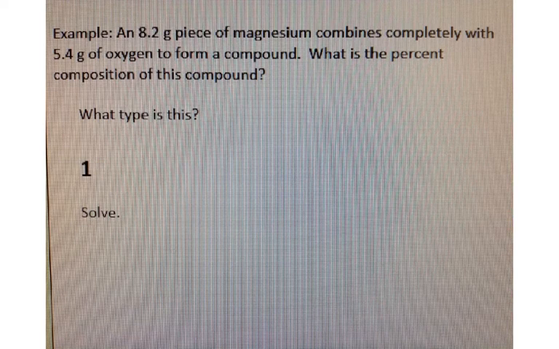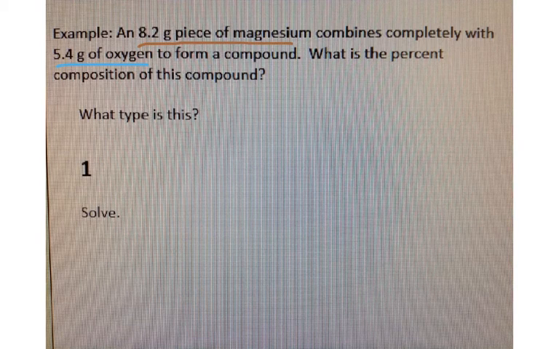Alright, so in this problem, it says an 8.2 gram piece of magnesium combines completely with 5.4 grams of oxygen to form a compound. What is the percent composition of this compound? So once again, I'm not asking specifics about magnesium or which specific element is the percentage of that element towards the mass. I am asking in general, hey, what's the percentage of magnesium towards this mass? What is the percentage of oxygen towards this mass?